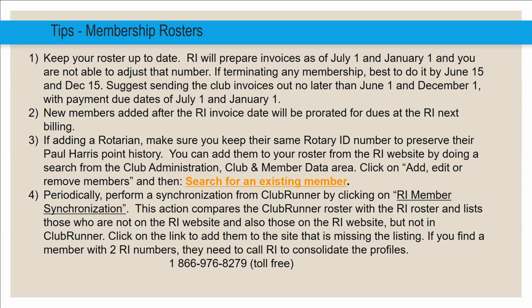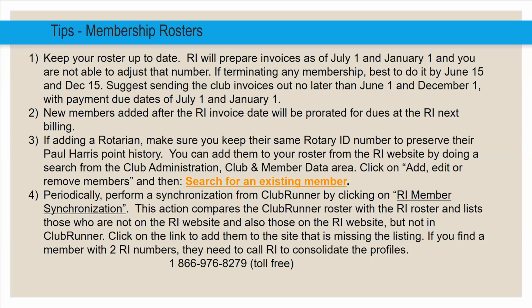Every Rotarian has an ID number. If you need to know what your ID number is, you can look on the website, but also your magazine has your ID number. So you want to make sure that when you add someone who is a transfer, a Rotarian from a couple of years ago, they have a number. You want to try and get that number and preserve it, because they may have Paul Harris points on that number from before.